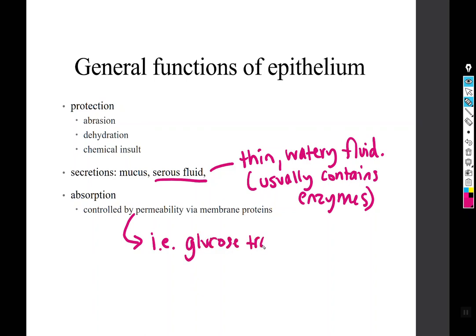Glucose transporters in the gut. How does glucose get from the lumen of your intestine into your blood? Glucose transporters. That's how. The simple columnar epithelial cells of your small intestine are specialized to absorb nutrients. If you didn't have them, you couldn't absorb nutrients. Bad news for you.